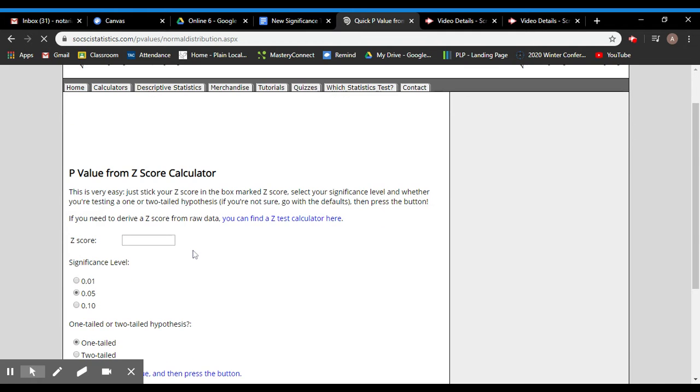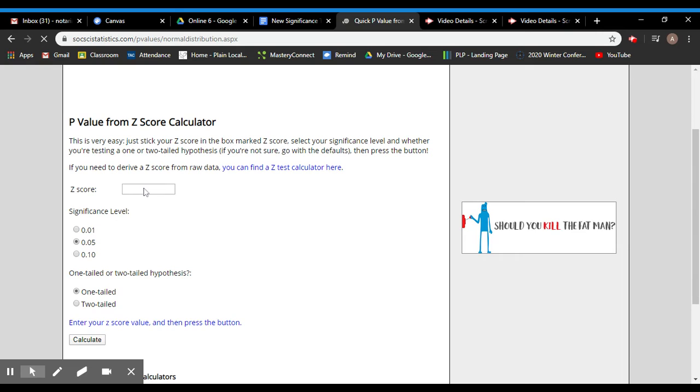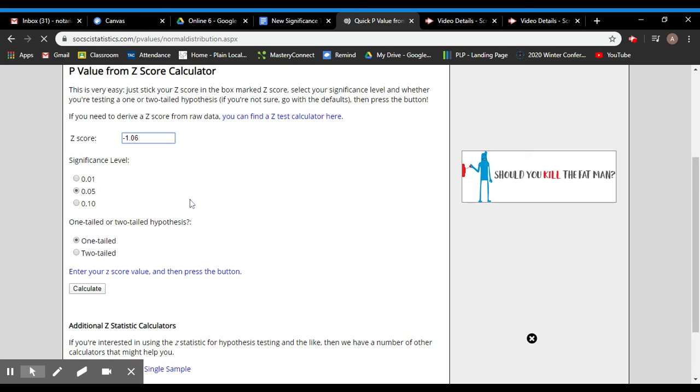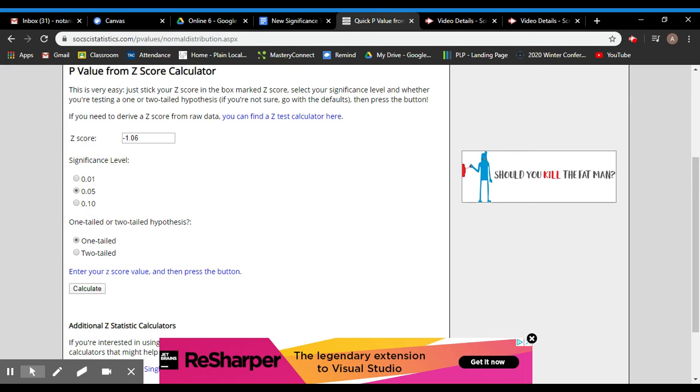So once it loads, same deal: you're going to enter your value, -1.06. That's what we got for the standard score. Enter that in. The significance level is 0.05. And you have two options down here. Is it a one-tail or a two-tail hypothesis?